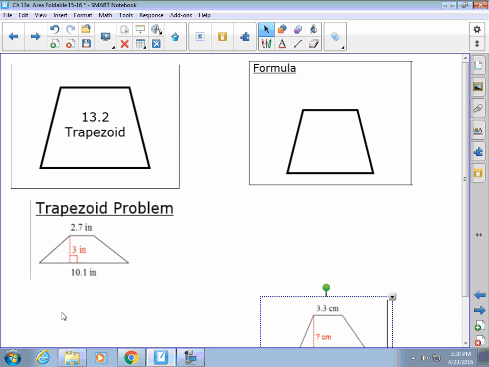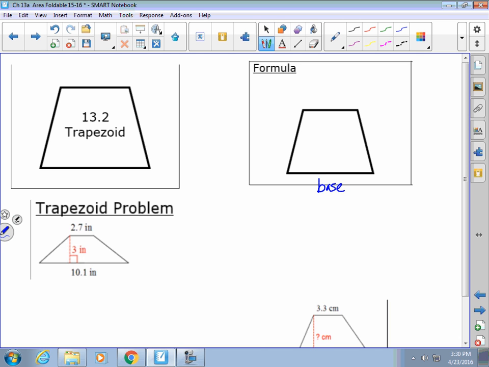All right, next tab is 13.2 trapezoid. Again, you had your base and your height label. Base is at the bottom. Your height can go from the vertex straight down, but it must be perpendicular. Some of you might do it in the middle, but it must be perpendicular. Or I can go to the other corner, the right corner, must be perpendicular. All of these are heights, okay?